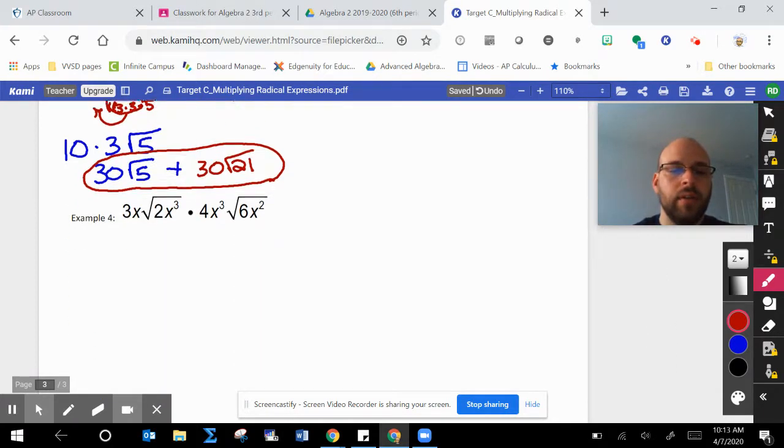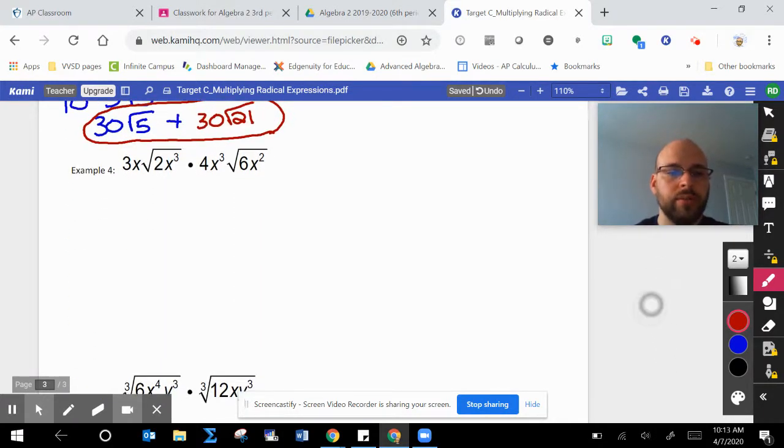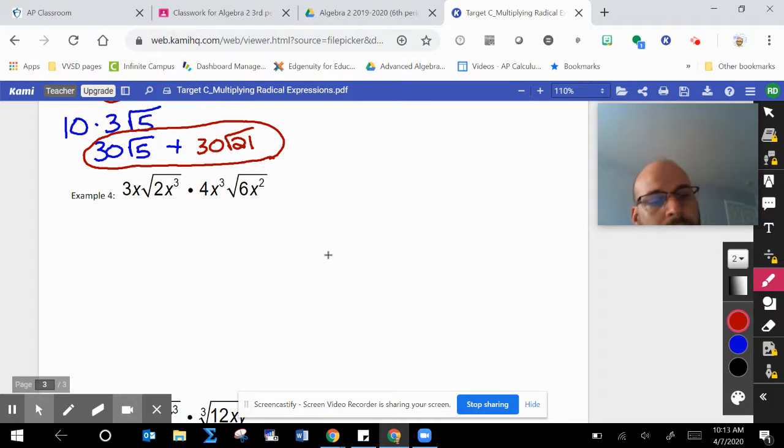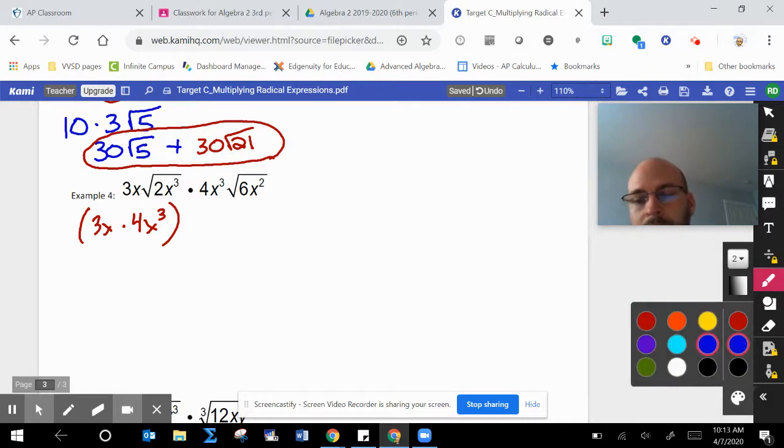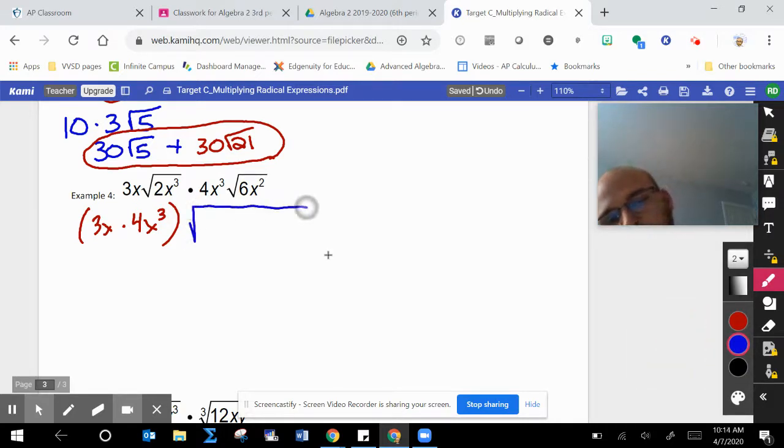Okay. I have 2 more examples here. Now I start to introduce some variables. Don't get afraid. We're going to do everything the same way. I'm going to show you how this works. So I'm going to set it up the same way I did all the other ones. I'm going to do a 3x times a 4x cubed. So the coefficients in front of each of those radicals are going to get multiplied together. And then the inside, I'm going to have a 2x cubed times a 6x squared. Okay, now we can start to combine some stuff together here.